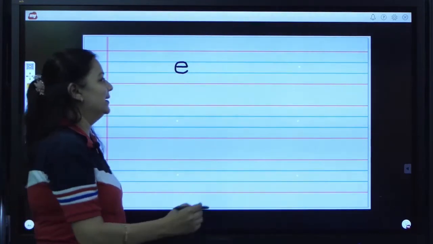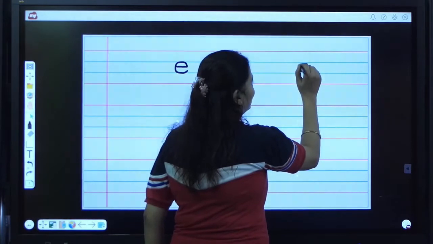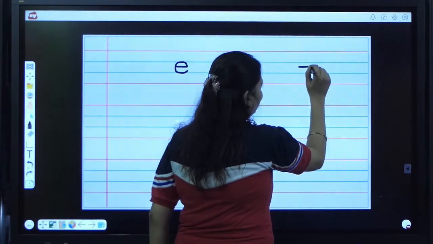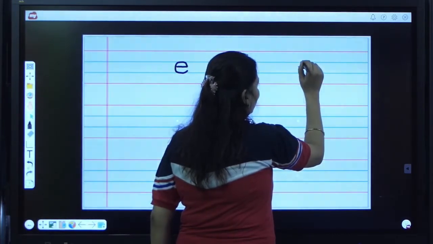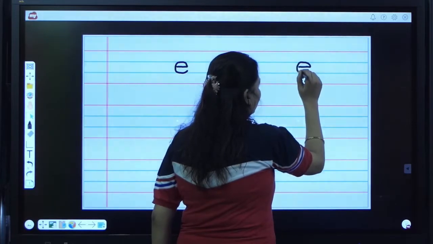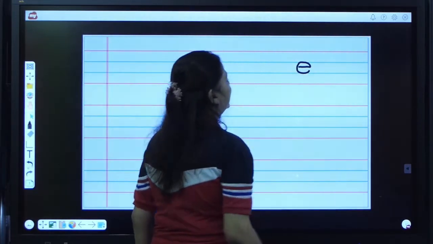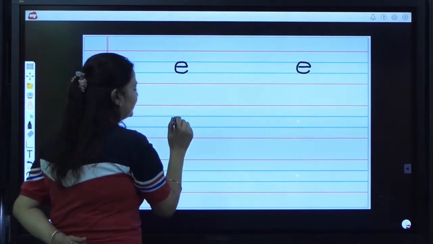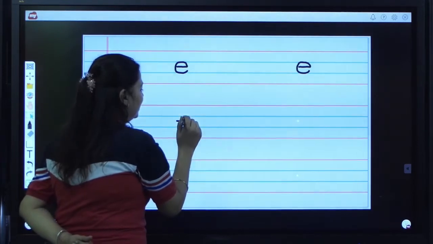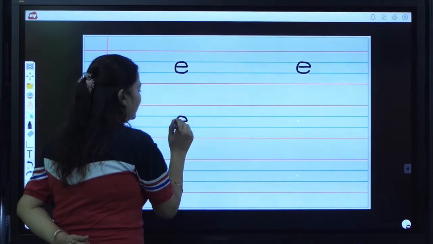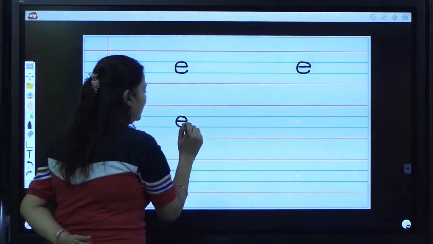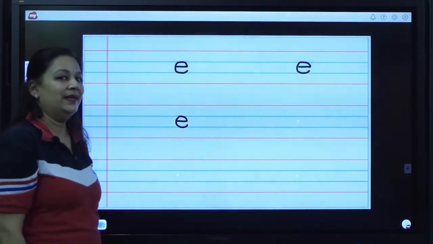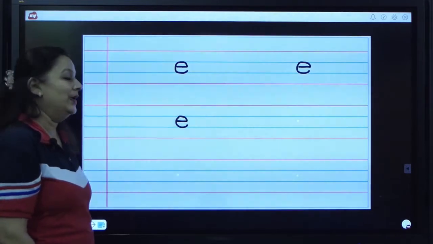Lowercase e. Now again I am going to tell you the formation of e. Watch me carefully. Draw a sleeping line between middle line and base line. Go up till middle line. Now make a curve till base line. E. This is lowercase e. Sleeping line, go up till middle line. Now make a curve till base line. E. Which letter is this? Small e. It is also known as lowercase e.